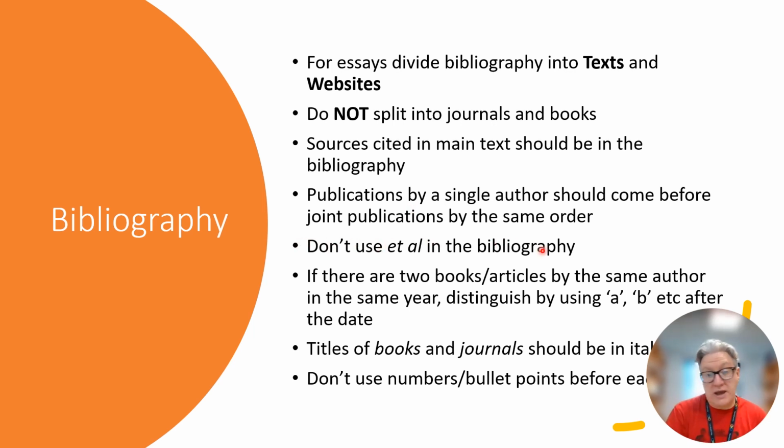We don't use et al. in the bibliography. We list all the authors. If there are two books or articles by the same author in the same year, we distinguish those by using A, B and C after the date. I'll show an example of what that means shortly.